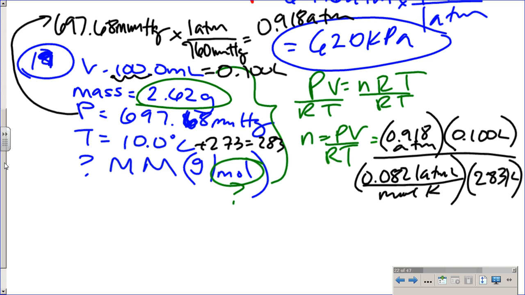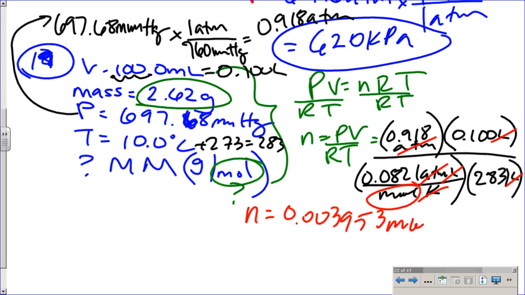What units do you think you're going to cancel? Everything but moles, good. Atmospheres on top, atmospheres on bottom. Liters on top, liters on bottom. Kelvin on the bottom of the bottom and Kelvin on the top of the bottom cancel, leaving us with moles again. So moles is our unit, good. So n is equal to, calculator, good job guys, 0.003953. And I'm expanding out my decimals because I don't want any rounding error.